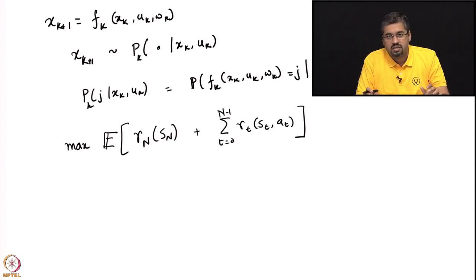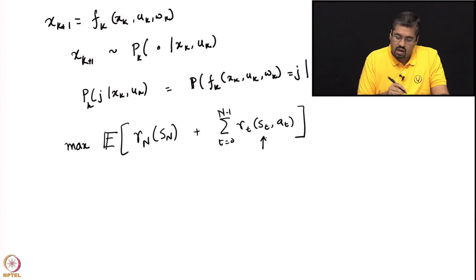Because the uncertainty is not realized, all of these S_t, these states at any time t, are not known to us. We only know that they are random variables, but their distribution is also not known to us. The reason the distribution is not known is because it depends on the actions that we would choose through the course of the time horizon of the problem.